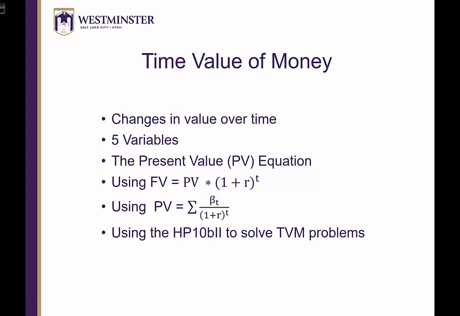Then we'll rearrange that and use future value, FV, equals present value times 1 plus r to the t. And then we'll rearrange it again as we think about a time value calculation of present value, or PV, equals the sum of beta t divided by 1 plus r to the t, which is a multi-term equation that we can think of for time value of money as well. And then we'll also take a look quickly at how we think about using our HP 10B2 calculator to solve time value of money problems.